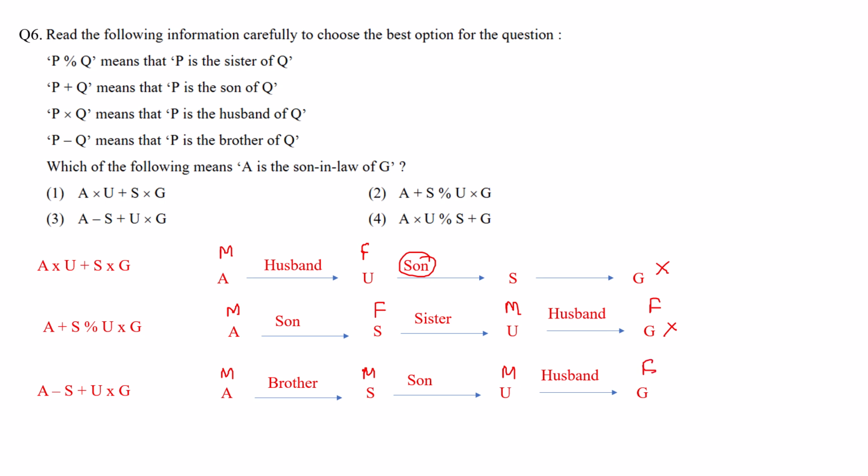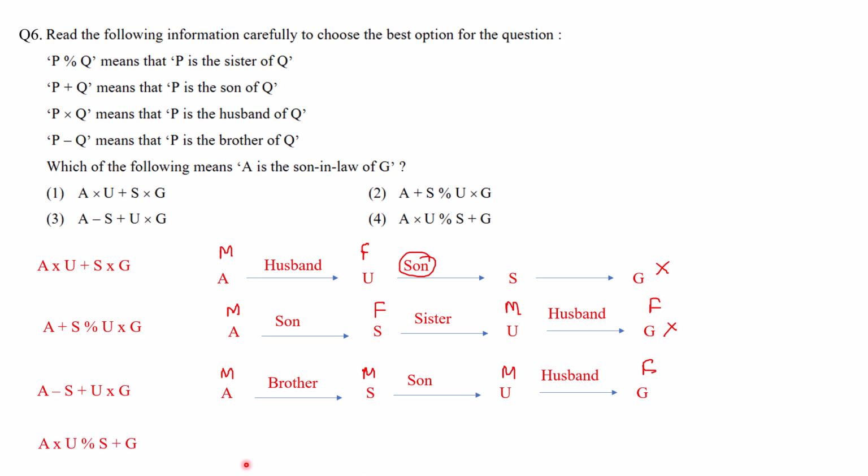Now you have to find the relation whether A is the son-in-law of G or not. If you can see here, both are brothers, isn't it? S is the son of U and A is the brother of S. It means both are brothers, isn't it? So brothers cannot be son-in-law. So this is also a wrong option.